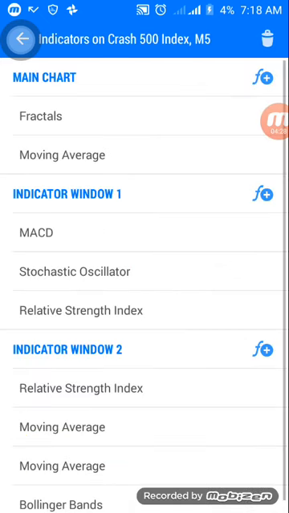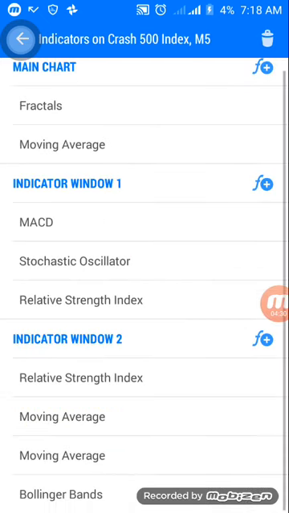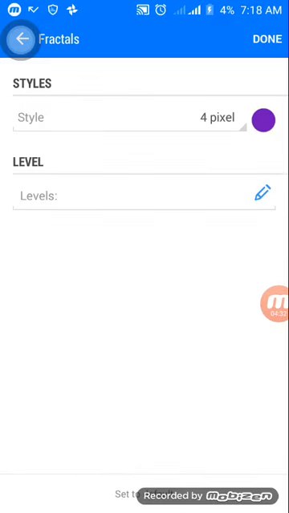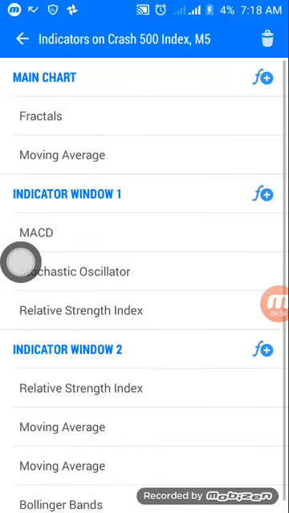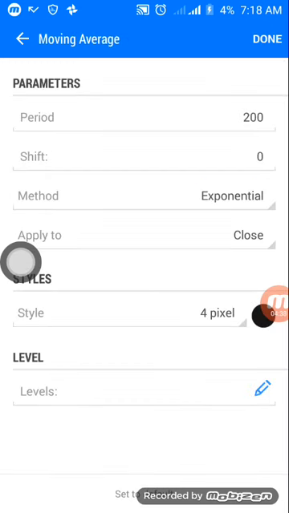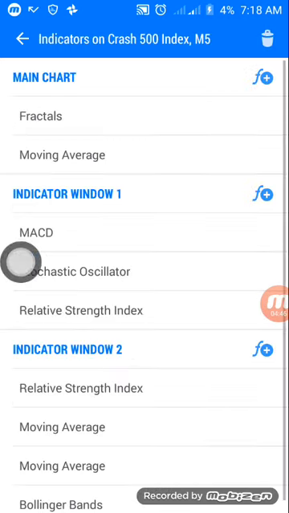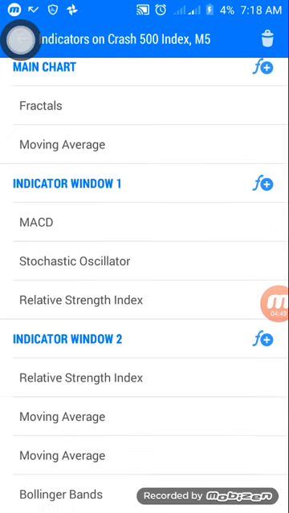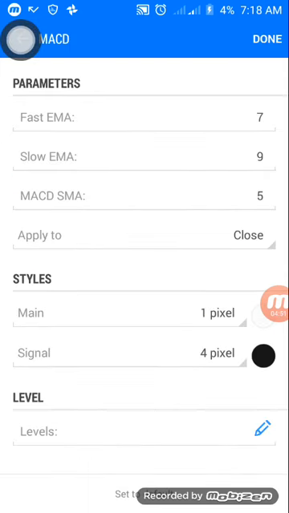First of all, these are the settings. In your main chart, I usually put fractals for decoration. It makes my chart look beautiful. Now I have the moving average of 200, exponential, shift 0, applied to close. Then you put the color of your choice. Now the window indicator one, we have the MACD. These are the settings.